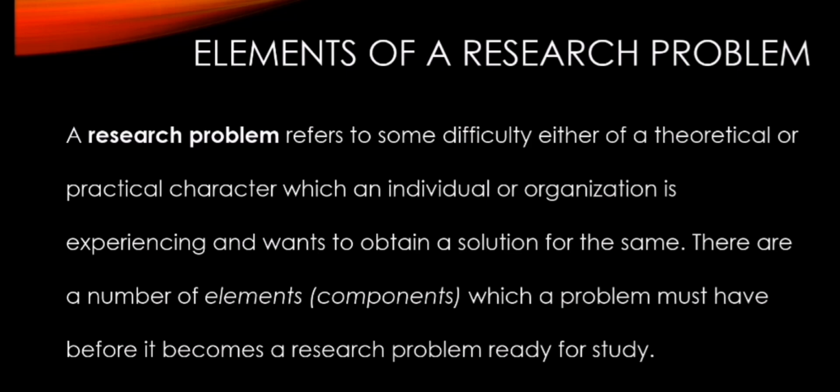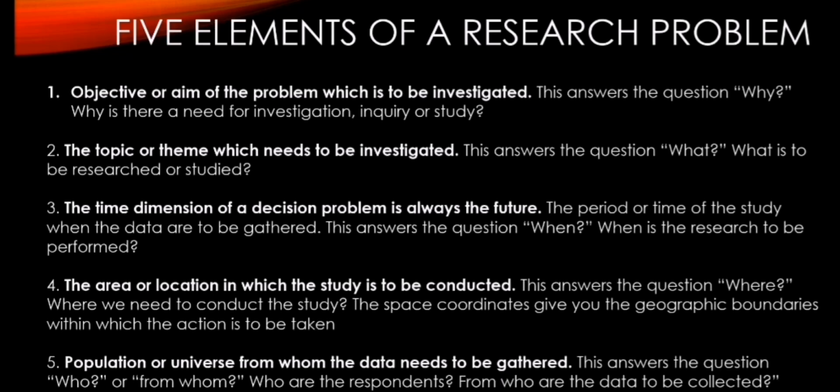There are a number of elements or components which a problem must have before it becomes a research problem ready to study. So these are the 5 elements of a research problem. First, we have the objective or aim of the problem which is to be investigated. This element answers the question why. Why is there a need for investigation, inquiry, or study?